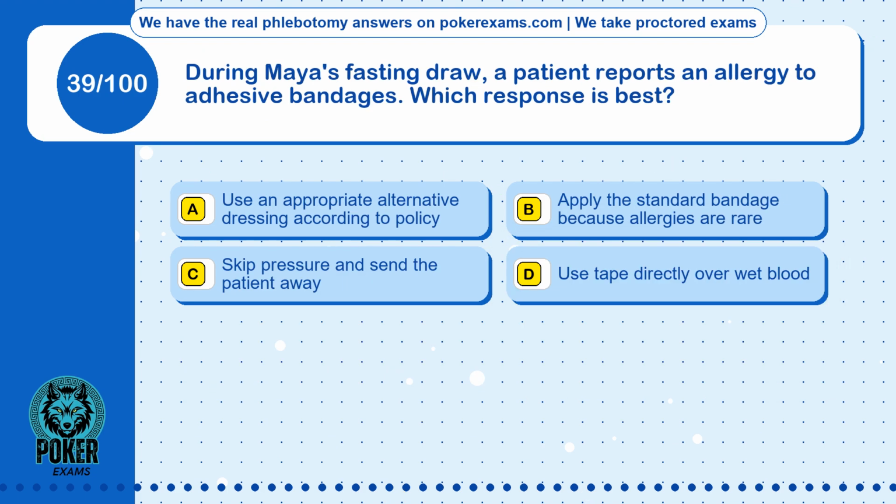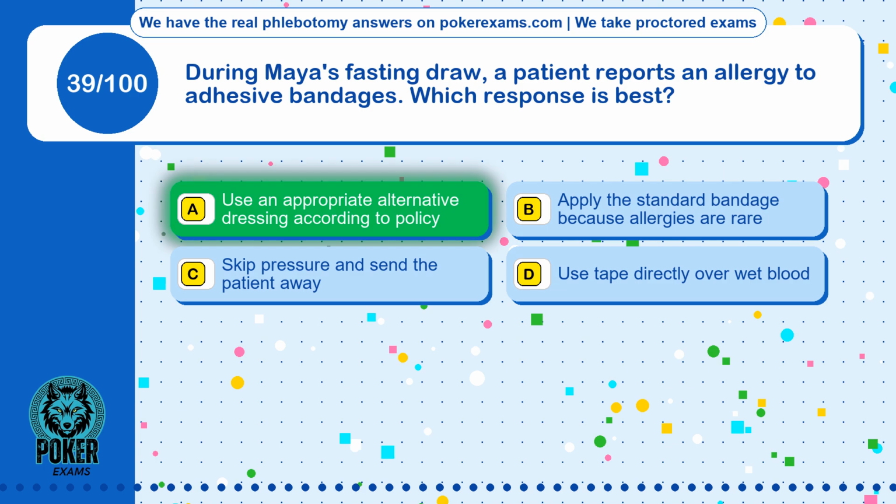Question 39. During Maya's fasting draw, a patient reports an allergy to adhesive bandages. Which response is best? Option A, use an appropriate alternative dressing according to policy. Option B, apply the standard bandage because allergies are rare. Option C, skip pressure and send the patient away. Option D, use tape directly over wet blood.